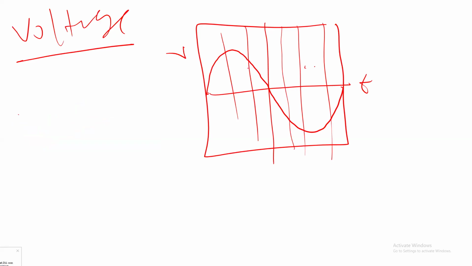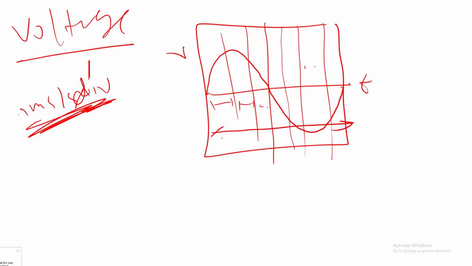The way you measure time is that you need to count how many squares there are. It should be given to you for every square, for example 1 millisecond per square. We call it a division or square. So if I want to measure the time from here to here, you need to count the number of squares. This setting, 1 millisecond or 2 milliseconds, is something you can change in order to stretch or compress the signal.